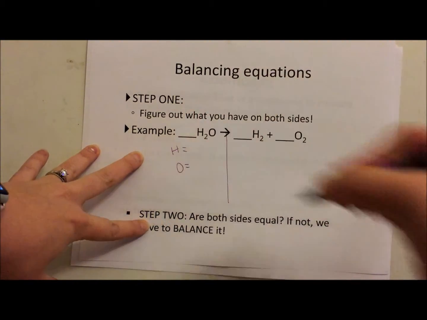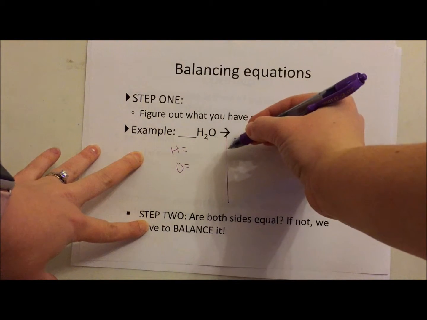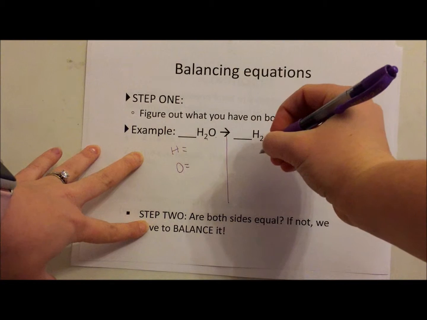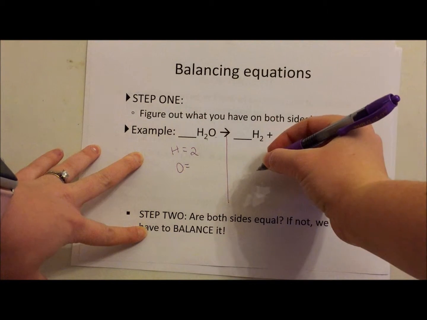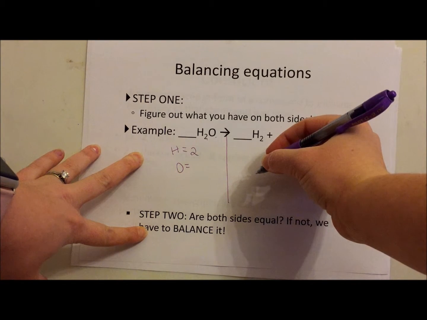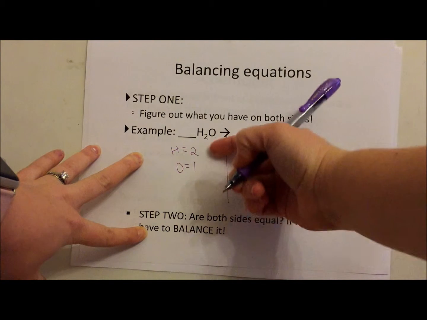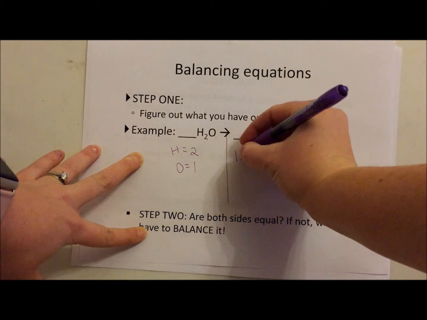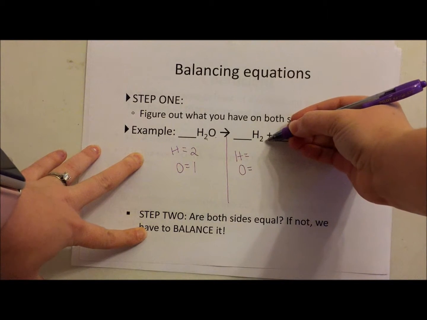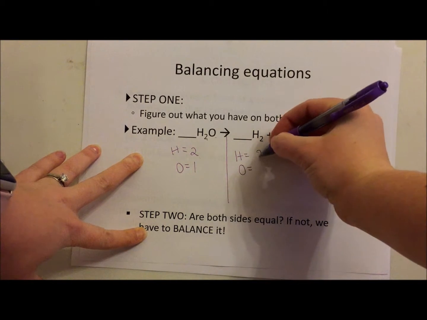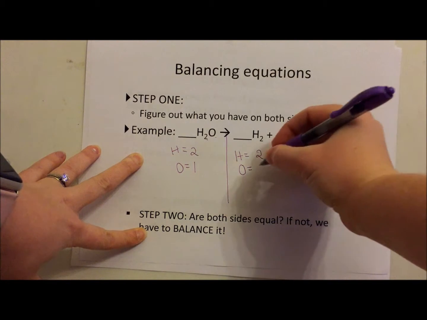Now to decide how many you have, you're going to look back at your subscripts. Okay, how many H's do I have? Good, I'm going to have 2 H's. How many O's am I going to have? Excellent, 1. Now we want to put the same order I have on this side, so we're going to have our H and our O. So how many H's do I have? Good, 2. And how many O's am I going to have?